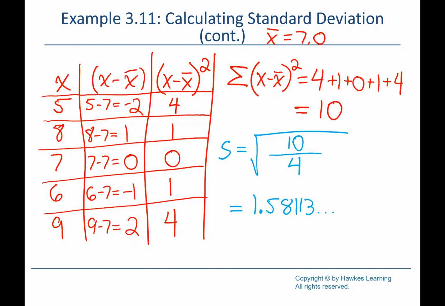So that lends itself to talking about how we round here. Our rule is the same as with the mean. We're going to round to one more decimal place than our data values had. So here our data were whole numbers, so we're going to round to one decimal place on standard deviation. When we round 1.58, that rounds up to 1.6. Okay, that's our standard deviation on this one.